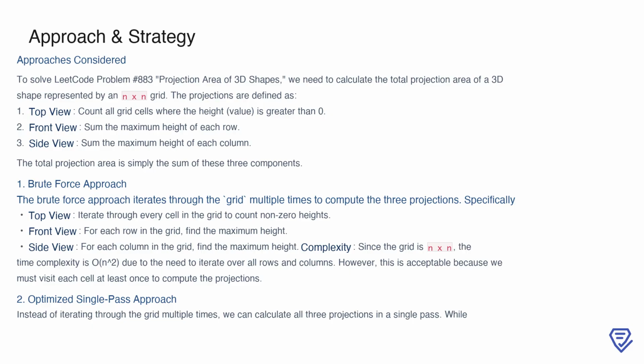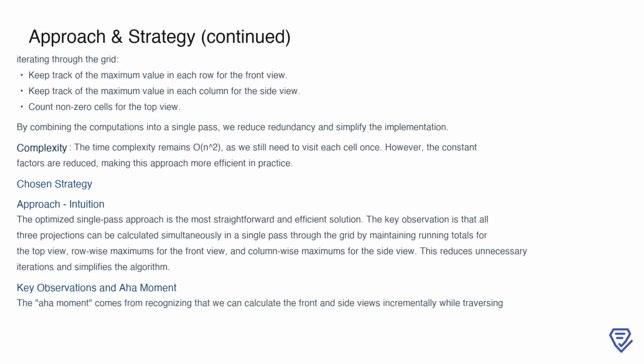However, this method involves redundant computations, as we revisit the grid for each projection calculation. Instead of using the brute force approach, we can optimize the solution by calculating all three projections in a single pass through the grid. As we iterate through the grid, we simultaneously keep track of the maximum value in each row for the front view, the maximum value in each column for the side view, and the count of non-zero cells for the top view. This eliminates the need for separate passes and reduces redundancy.